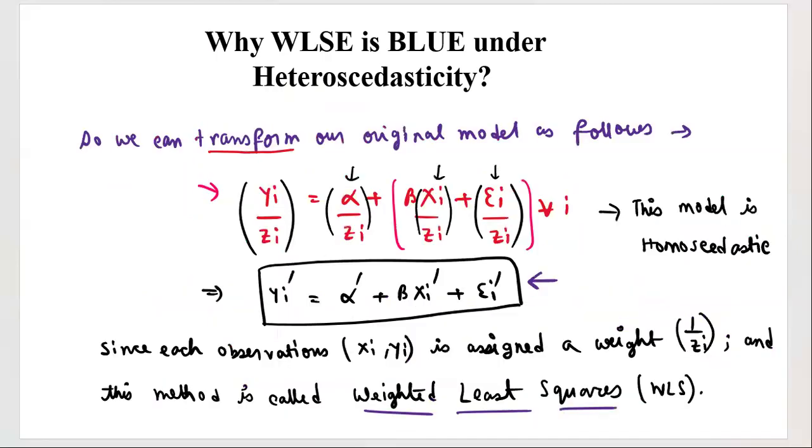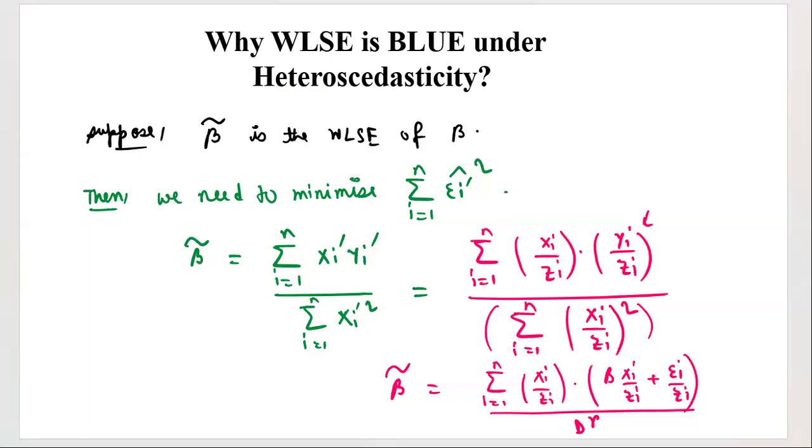Now this homoscedastic model, since it has weight associated with each term, the weight is 1 by zi in our case. So this model is called the weighted least square, WLS model. Here I have written this is the weight, 1 by zi is the weight. Now if you find the estimator of this model, this will give you the weighted least square estimator basically. And we have assumed beta curl is that weighted least square estimator of beta.